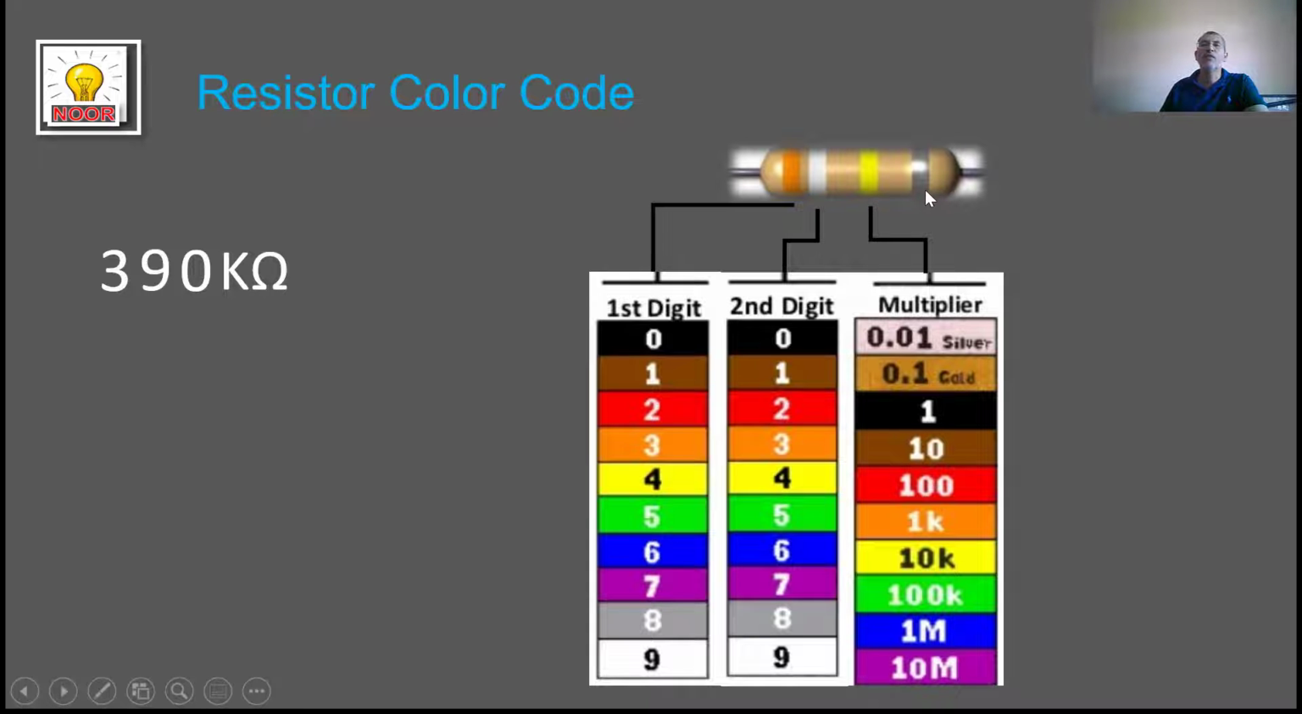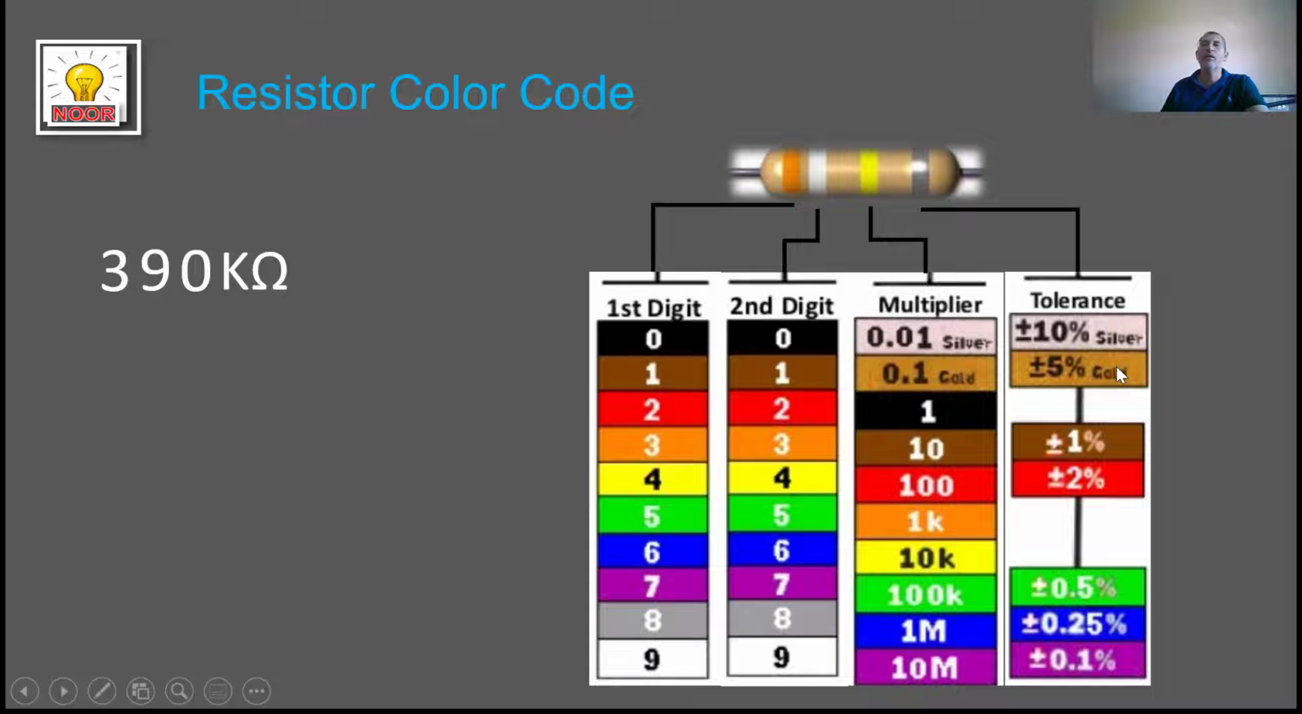The fourth band gives you the tolerance, okay? Which is really how accurate it is. So for example, silver is plus or minus 10% of this value. So it's 390 plus or minus 10% of this value. This is how you calculate the resistance of any 4-band resistor.